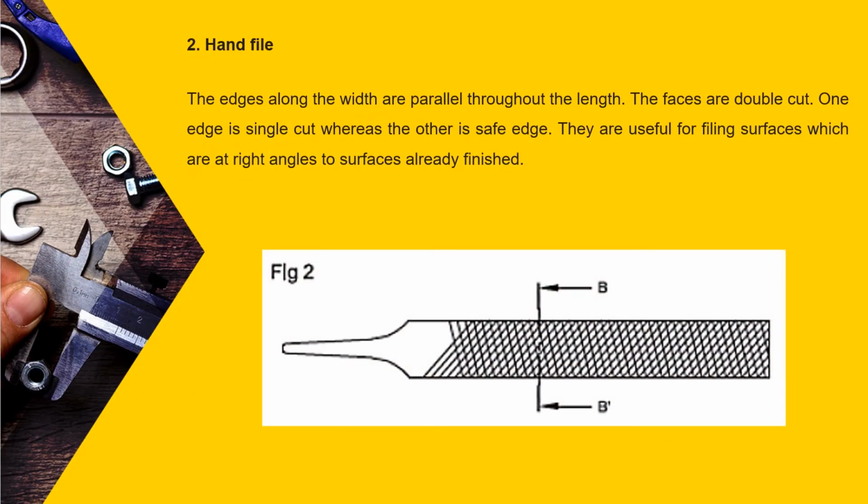Hand file. The edges along the width are parallel throughout the length. The faces are double cut. One edge is single cut, whereas the other is a safe edge. They are useful for filing surfaces which are at right angles to surfaces already finished.